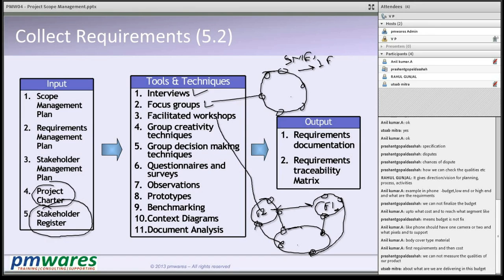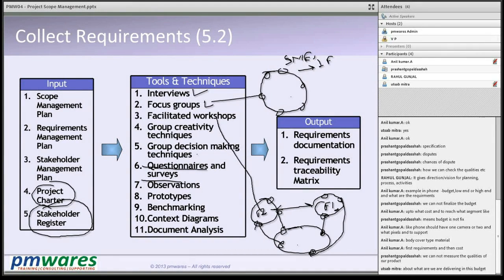Group decision making techniques, like how you make decisions. When you discuss together, you have to make some decisions, so these techniques are used. You can use questionnaires and surveys. If these people are not together in one room, they are scattered in geographical areas, you may send them a questionnaire or survey to fill, so that you can get the opinion from the different people who are not geographically located at one place.